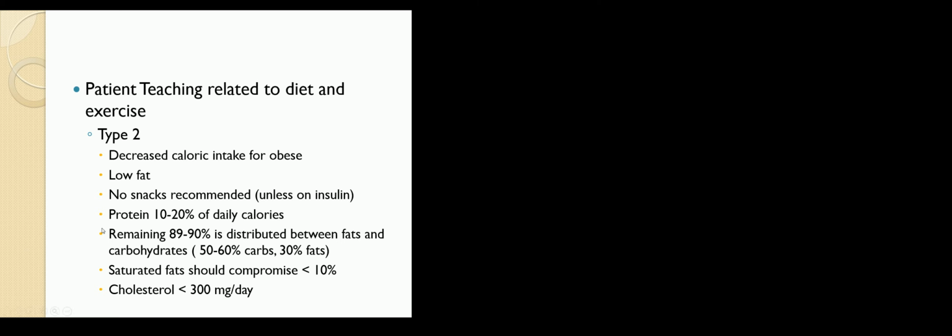And you do need to remember these. Protein count should be between 10 and 20%. Remaining 80 to 90% should be between your fats and carbs. 50 to 60% carbs, 30% fats. Of the fat, saturated fats should be less than 10%, and your cholesterol should be no more than 300 milligrams per day. Now, some of your newer research also supports that fiber helps in the dietary management, and that diabetics should have at least 25 grams per day.